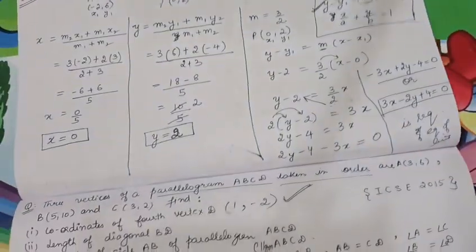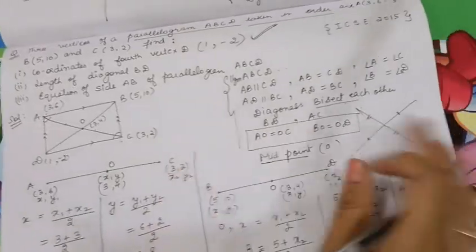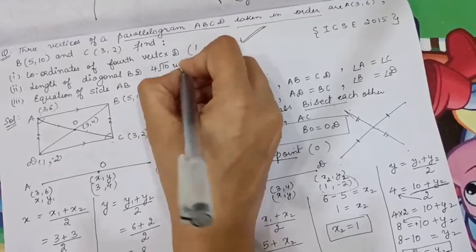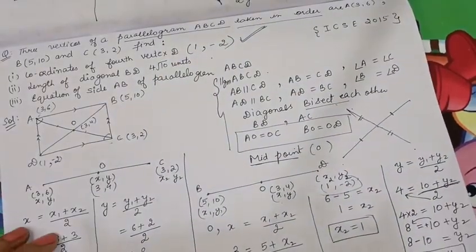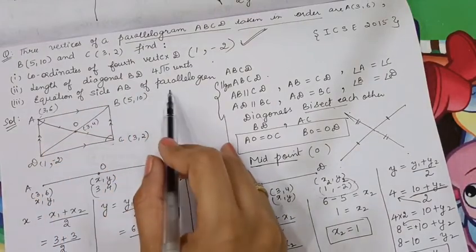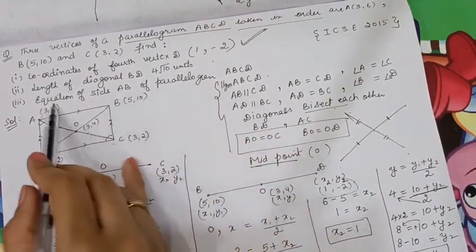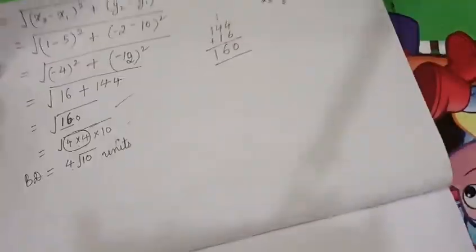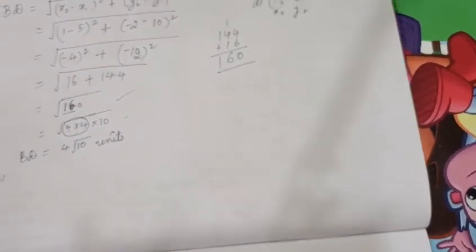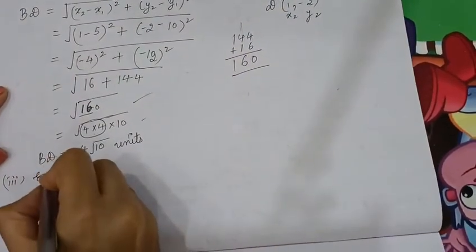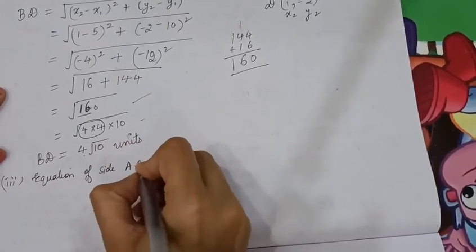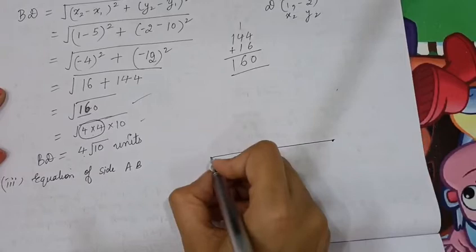Now let's solve the third part. So length of diagonal BD also we have found, which is equal to 4 root 10 units. So now the third thing which we have to find is the equation of side AB. AB's coordinates we know. I'll just rewrite the coordinates because we have to find the equation of AB now.